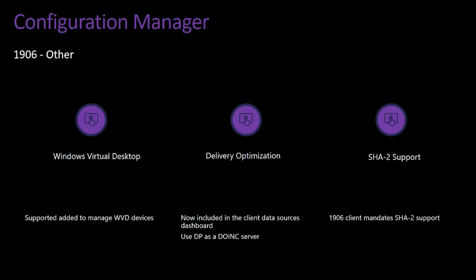And finally, not necessarily a new feature, but a mandatory requirement, should I say. And that's, as of 1906, the client binaries must be signed using the SHA-2 algorithm. Therefore, if you intend to support any older versions of the Windows OS, Windows 7, Server 2008, Server 2008 R2 devices, then you need to ensure that the required update is installed on them to support SHA-2.